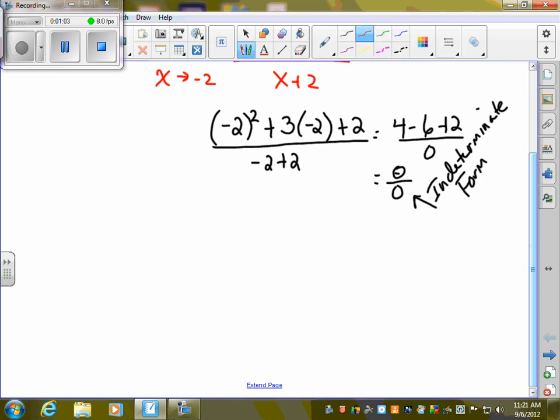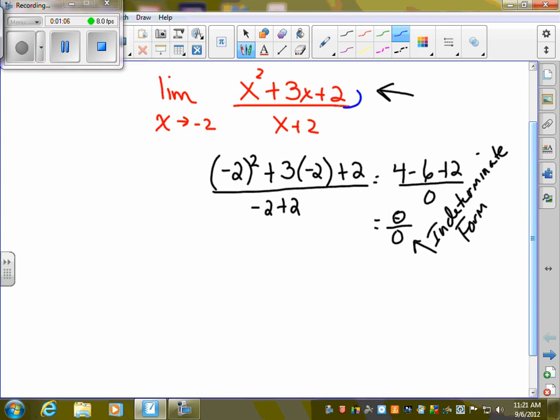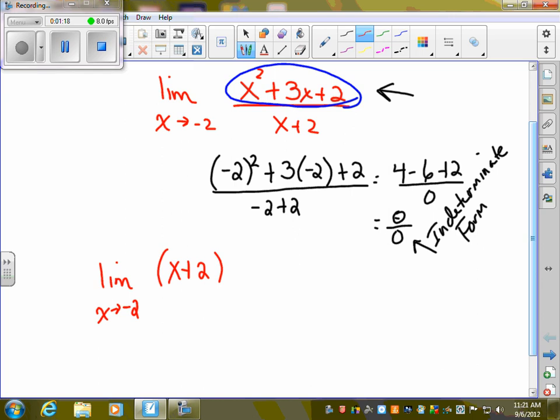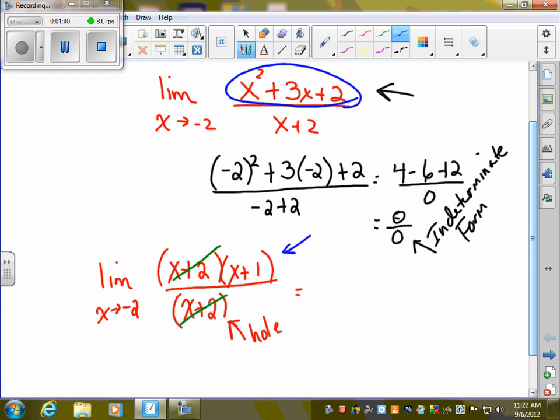Alright, so let's go back and focus on our numerator, and what we should notice is that it's something we know how to factor. So if we do the limit as x approaches -2 of x plus 2 times x plus 1 over x plus 2, we'll see that we can cancel out our x plus 2's. And yesterday we talked about that that's going to make a hole in your graph. When you have a hole in the graph, you can still evaluate the limit. If you remember, this is what your function's going to look like. That's what your graph's going to be, but it's just going to have a hole.